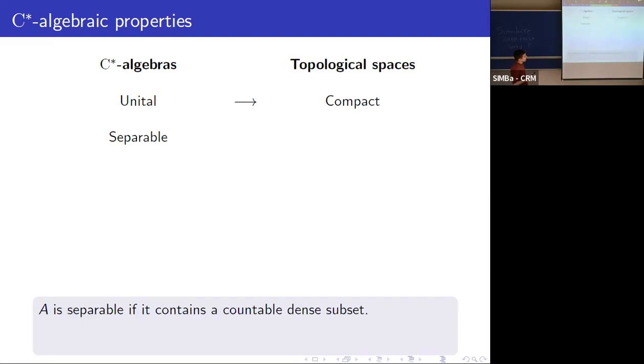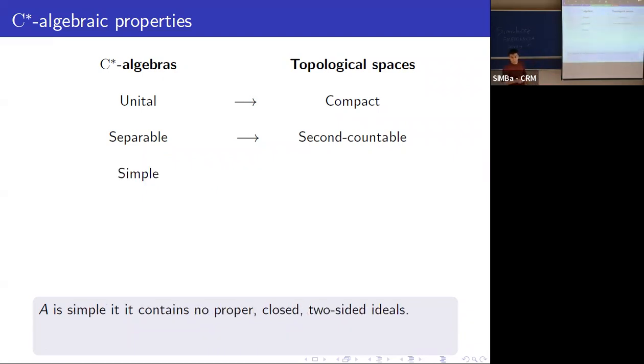Similarly, one says that a C*-algebra is separable if it contains a countable dense subset with respect to the norm that the C*-algebra has. By assuming this in the commutative setting, you get second countability. So a commutative C*-algebra is separable if and only if the underlying space is second countable. These are 2 out of the 5 definitions that I'm going to make today. The third one is simplicity, and one says that a C*-algebra is simple if it contains no proper closed two-sided ideals. Do note that I'm saying that the ideals have to be closed.